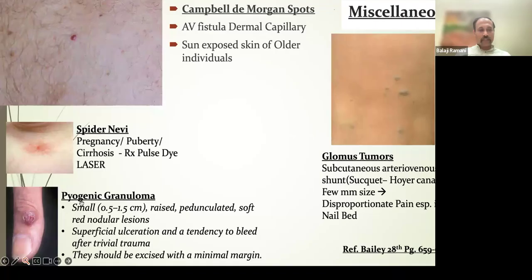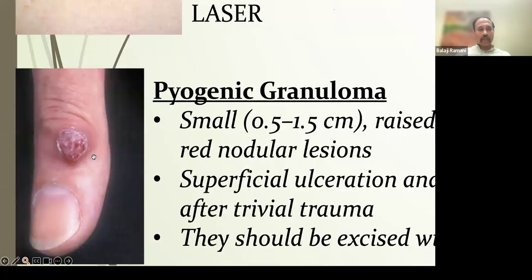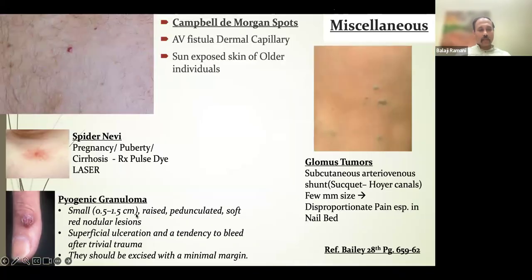And of course, what is this? This is your pyogenic granuloma, which gives that sharp, kind of malignant appearing look. They are small nodular lesions. There is a superficial ulceration, heavy bleeding after trivial trauma. That is very characteristic, and they should be excised with some minimal margin.